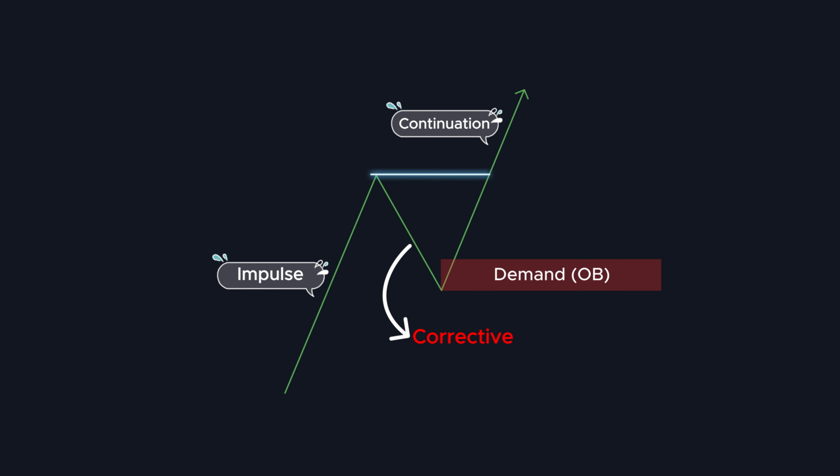Now let's imagine a scenario where our highlighted pullback proves to be invalid. In such a case, our highlighted order block loses its validity. That's why we did not set a pending order here.